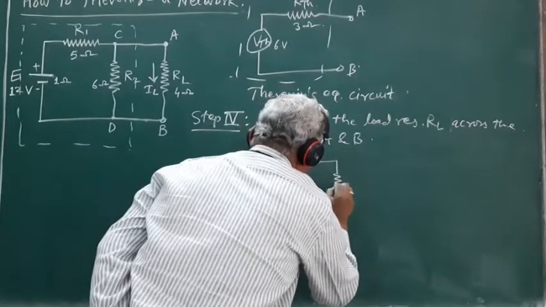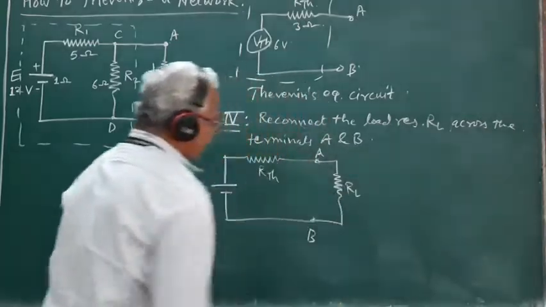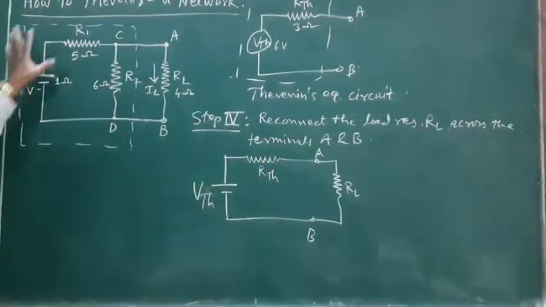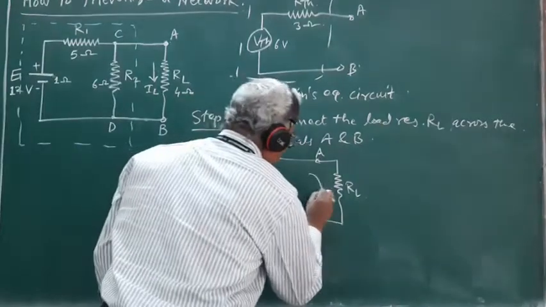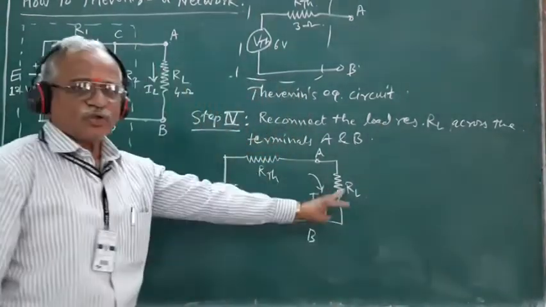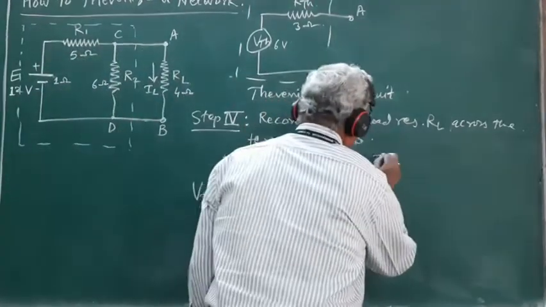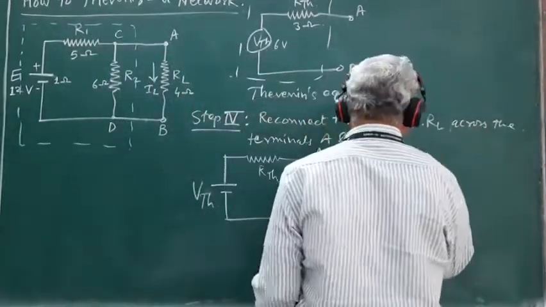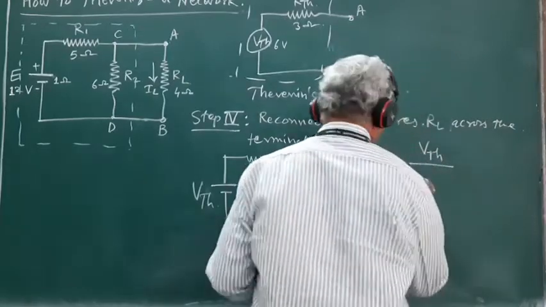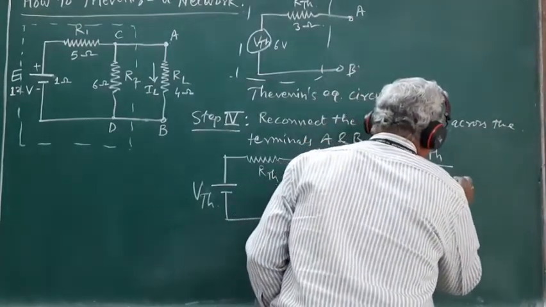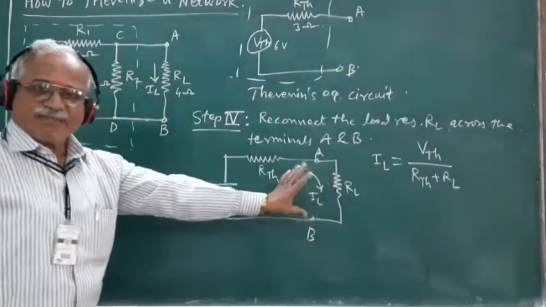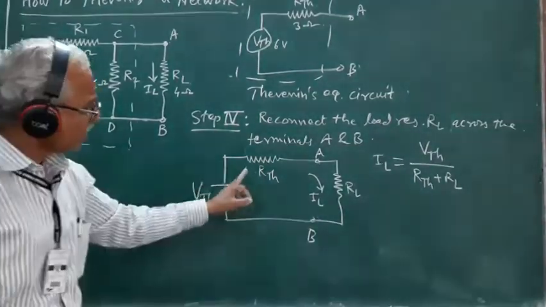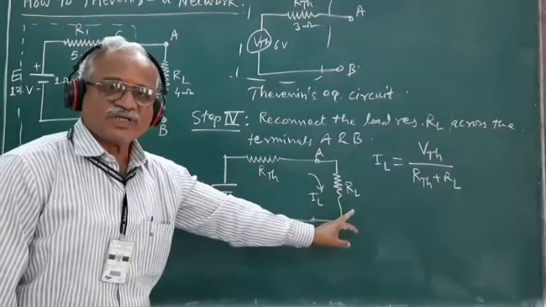And if we reconnect the load resistance RL in the circuit again across the terminals A and B, we shall get the equivalent circuit for the given network. And now we can find out the current flowing through this load resistance RL. The current IL flowing through this load resistance RL will be given by the equation IL is equal to VTH divided by RTH plus RL, because this is a simple series circuit consisting of a constant voltage source VTH in series with an equivalent resistance RTH and the load resistance RL.